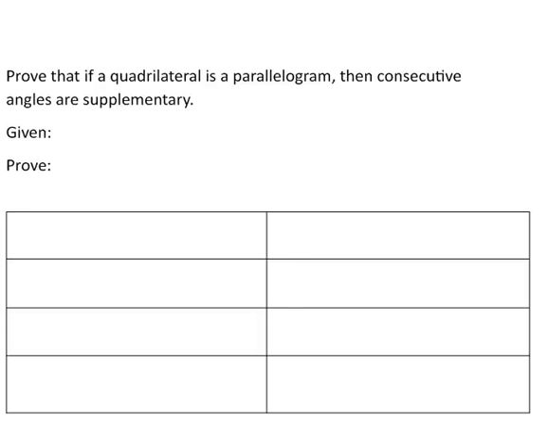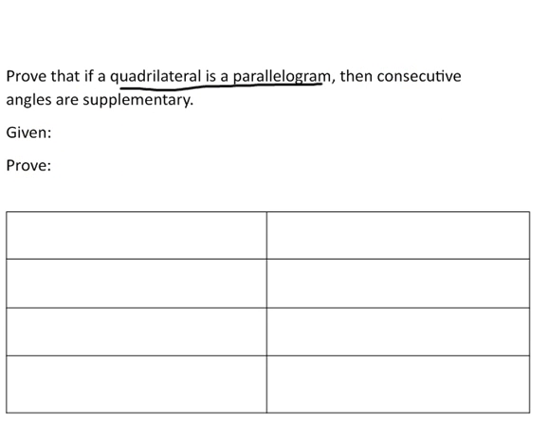This lesson is part 2 of parallel lines and proofs involving parallel lines. In this proof, we want to prove that if a quadrilateral is a parallelogram, then consecutive angles are supplementary. When we have it written as an if-then statement, the if part, if a quadrilateral is a parallelogram, is considered the given statement. The then, the conclusion part, consecutive angles are supplementary, is the prove part.